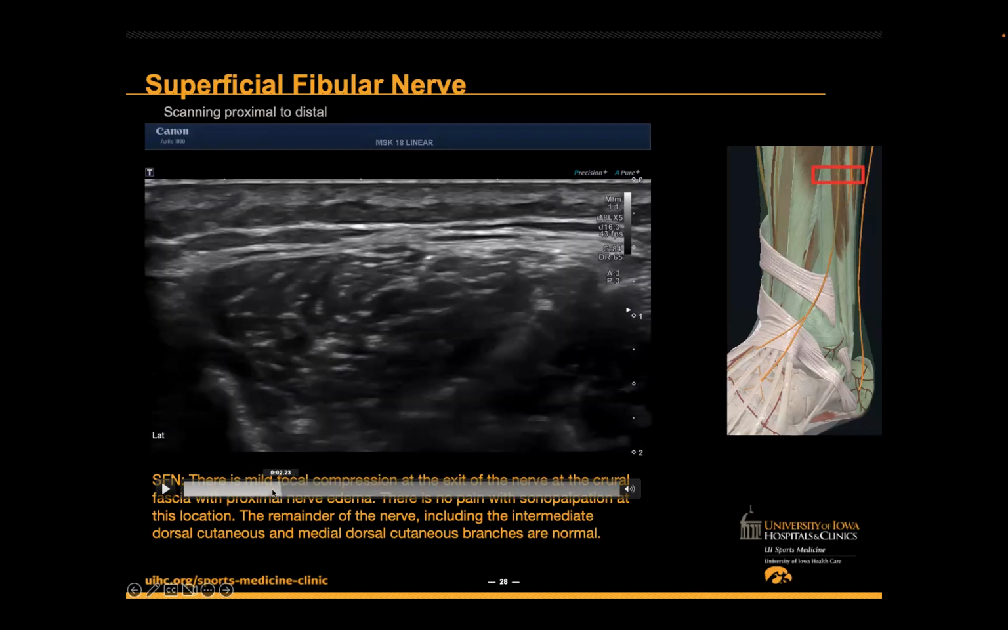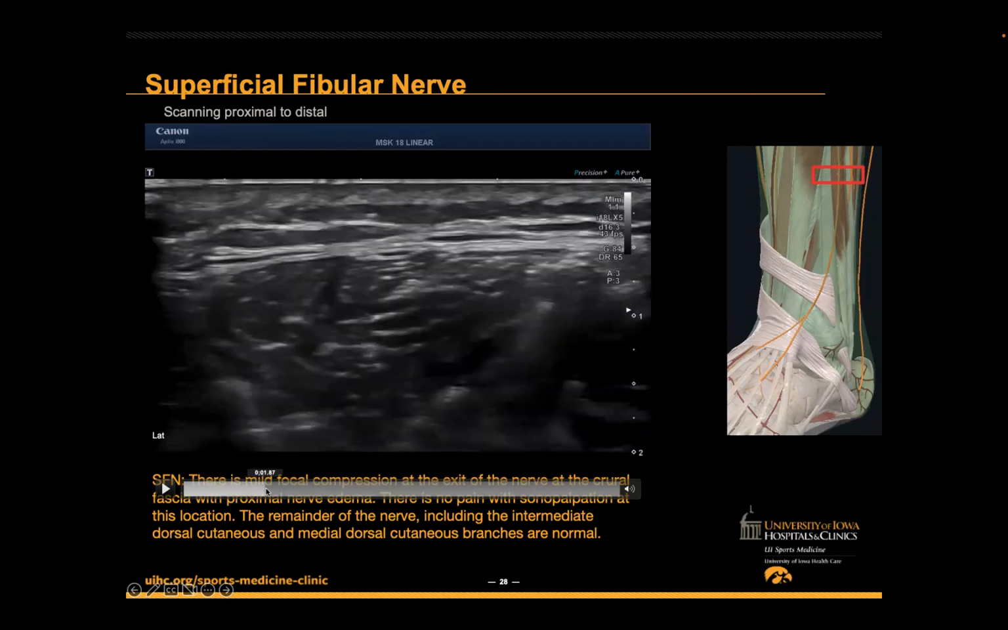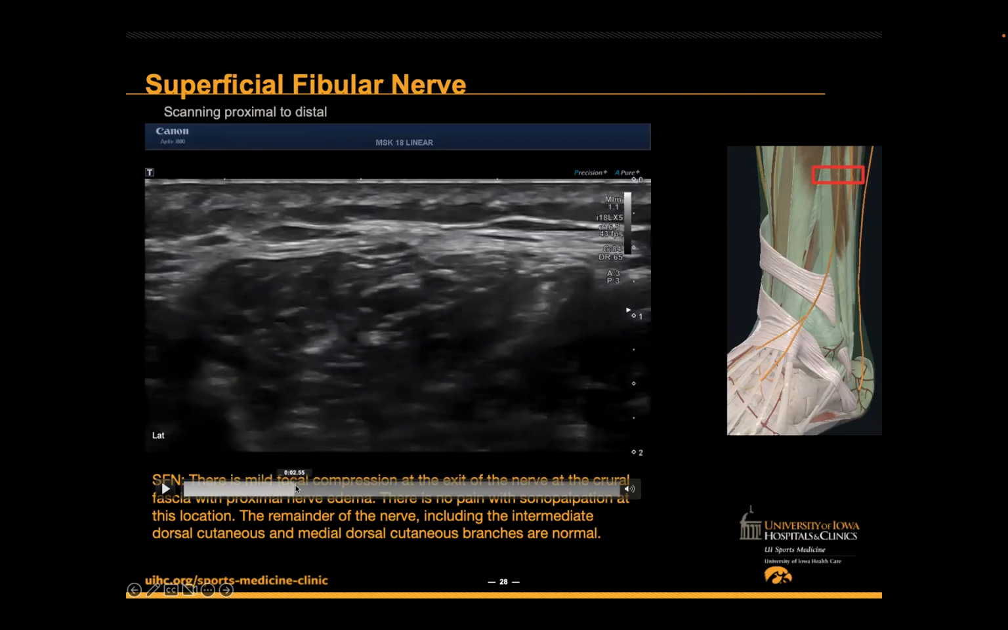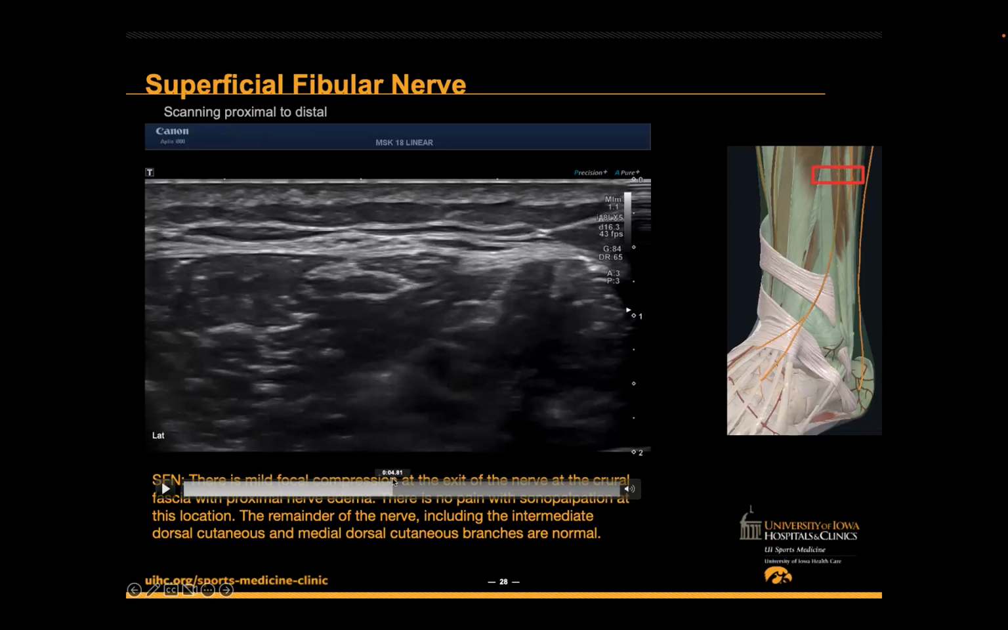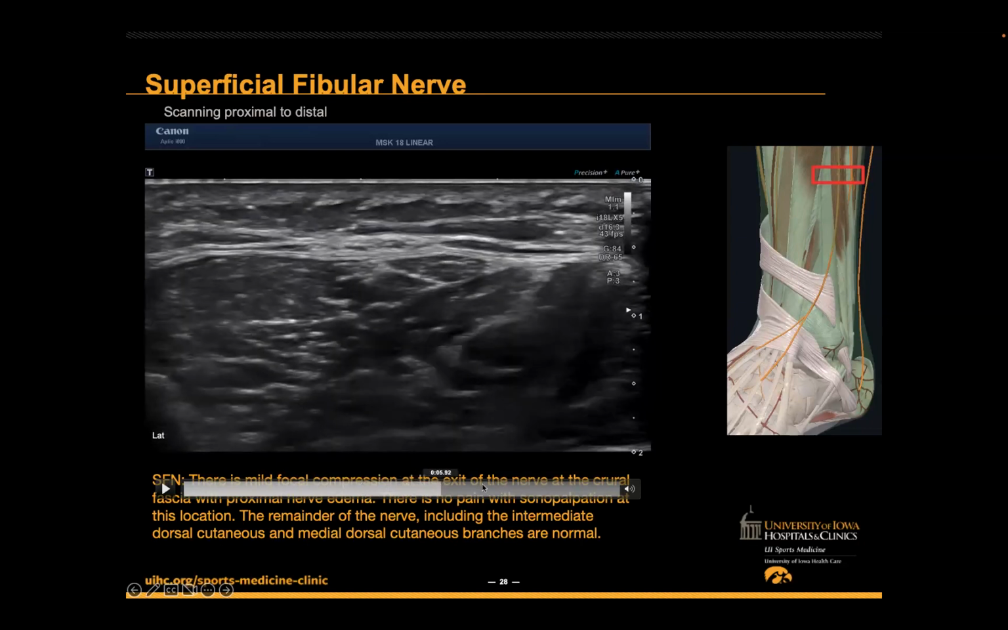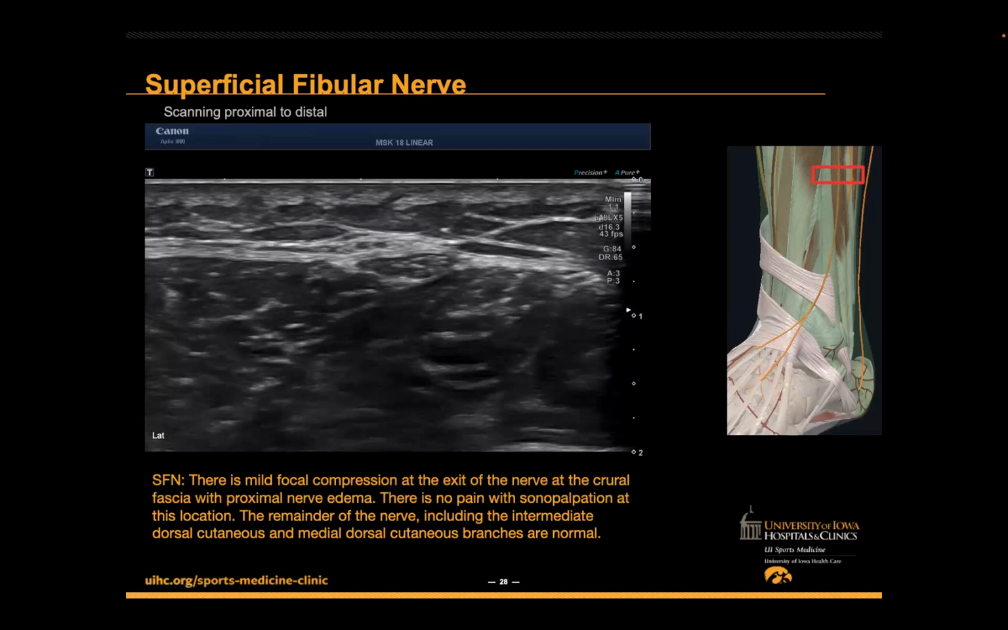Didn't have any symptoms, but they did have some proximal nerve edema that you see right about there, and then it gets compressed as it leaves the crural fascia, and then once it exits, it has a more normal appearance once again. So always good to do a Tinel at this location to see if you can provoke any neuropathic symptoms. She also wasn't complaining of that and didn't have any tenderness in this area. So more of a benign finding in this case that I guess could potentially lead to future issues.